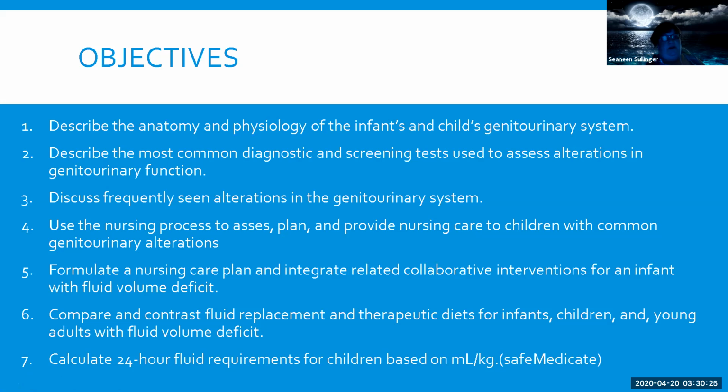We're going to review the anatomy and physiology of the genitourinary system, look at some common diagnostic screening tests, discuss frequently seen alterations in the genitourinary system, use the nursing process, formulate nursing care plans while looking at fluid volume deficit as well as excess, and then calculating the 24-hour fluid requirements. That was done in Safe Medicate, so that will not be covered in this particular lecture.